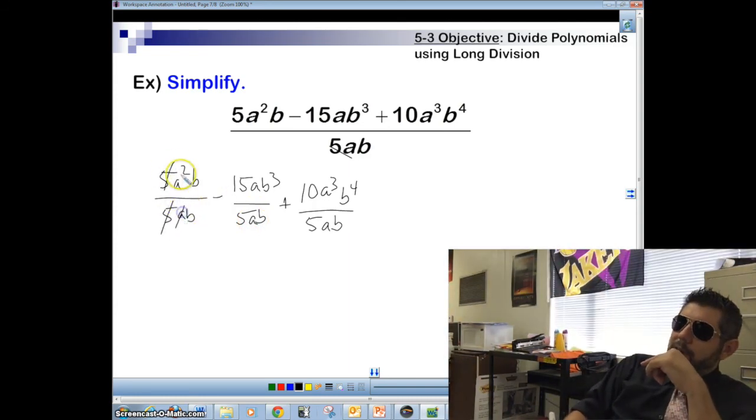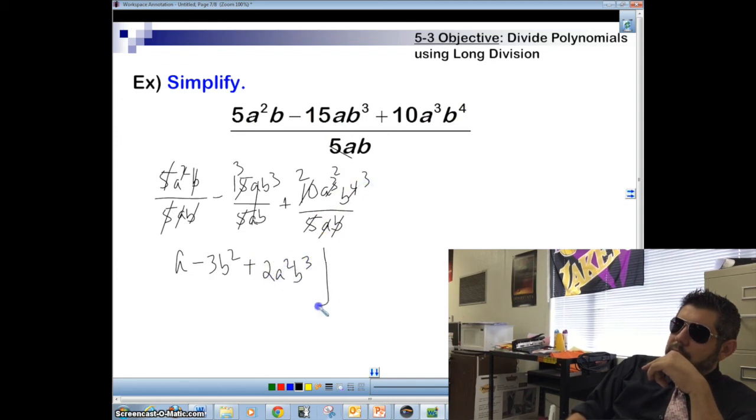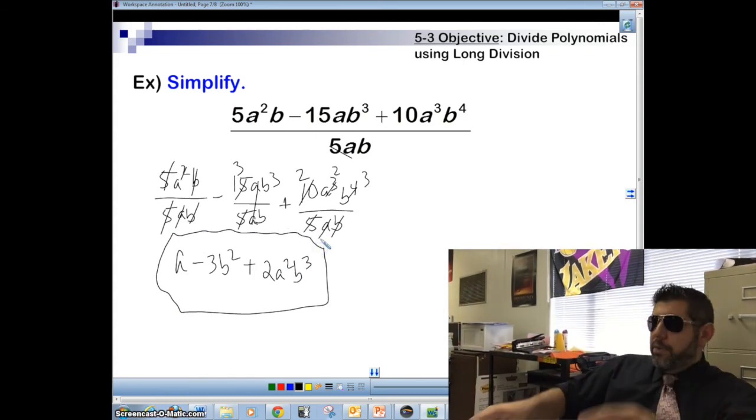So 5 cancels with 5, a squared. Okay, a goes into a, b's go away, so I just have a. Okay, 3 times, a's go away, I have b squared, so 3b squared. Plus, 5 goes into 10 2 times, subtract the exponents, and I have 2a squared b cubed. Bam. Boom, boom, boom.